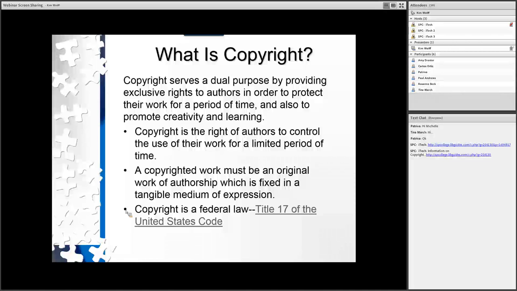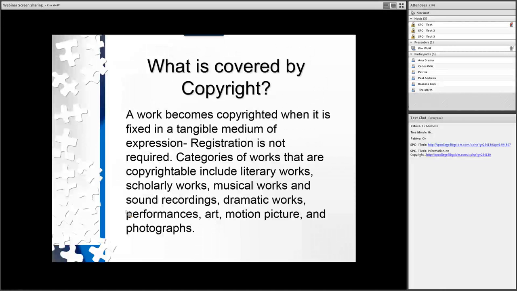Copyright law is federal, and the provision there is listed. What's covered, basically, as we said, is anything that's fixed in tangible medium. You don't have to register with the Copyright Office to have protection. As long as it's a fixed medium, the protection is there. It includes literary works, scholarly works, musical works, sound recordings, dramatic works, performance, art, motion picture, and also images and photographs.